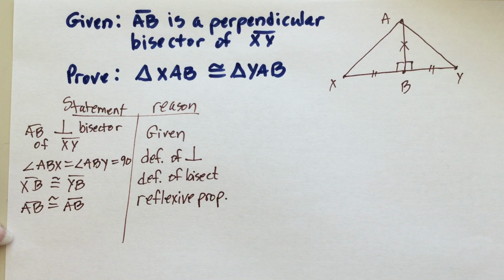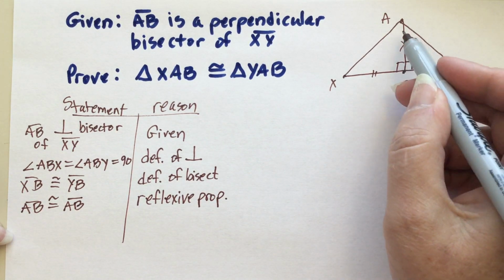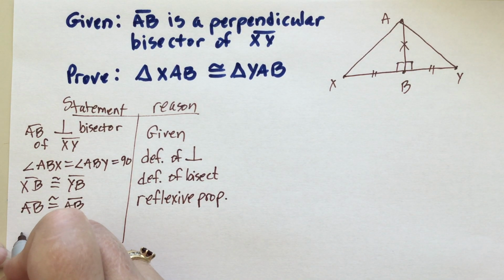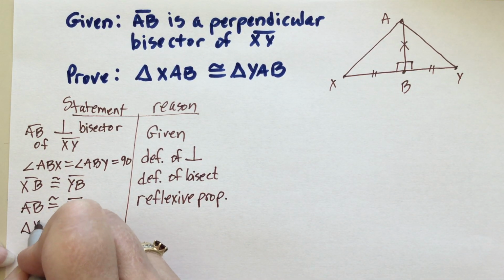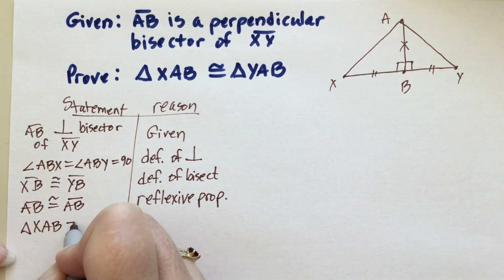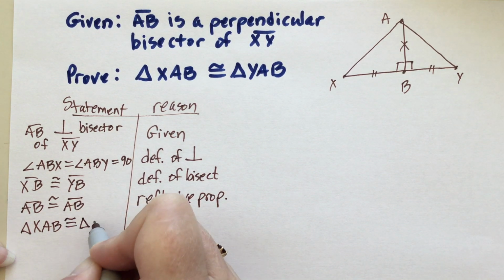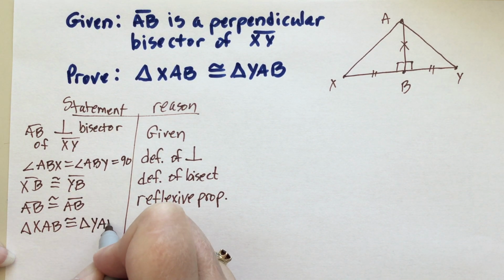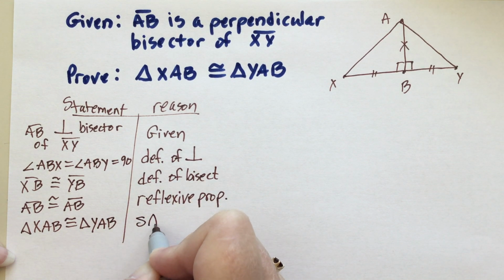I have enough information to prove those triangles are congruent. Side, angle, side. Triangle XAB is congruent to triangle YAB by side, angle, side.